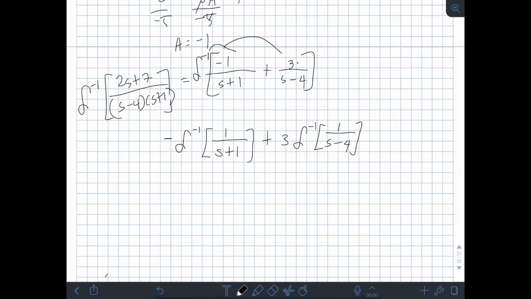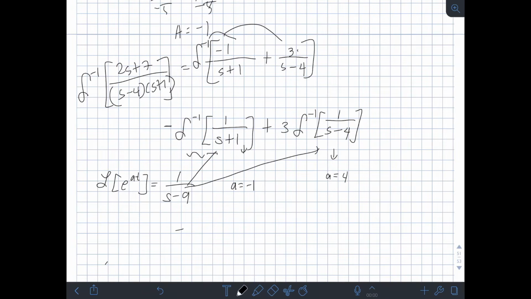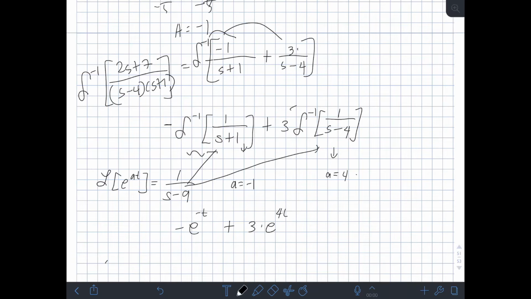So, kung maalala nyo, meron tayong formula na Laplace transform ng e raised to at is equal to 1 over (s - a), right? So, therefore, similar to dito. So, pwede natin i-apply. This time, sa unang part, yung a natin is negative 1. Sa second part, yung a natin is 4. So, parang, itong first part is negative e raised to negative 1 times t, or simply, negative e to the negative t, plus itong second part is 3 times, this time, e raised to, a natin is 4, so e to the 4t. So, therefore, this is the final answer.